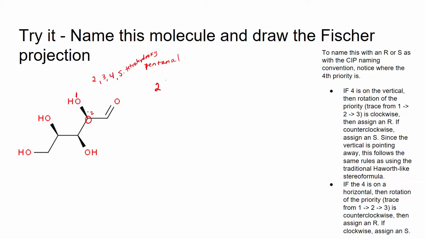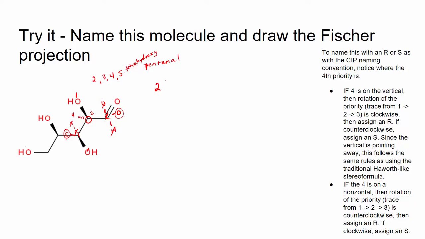OH gets priority 1. The implied hydrogen is priority 4. Here I have a carbon that has a hydrogen, an OH, and then another carbon. Here I have a carbon that's going to be looked at as if it has 2 O's and 1 H. So I'm going to mark out the atoms that are the same and look to the atoms that are different. So oxygen is going to win over carbon.